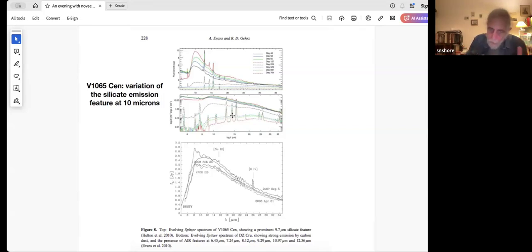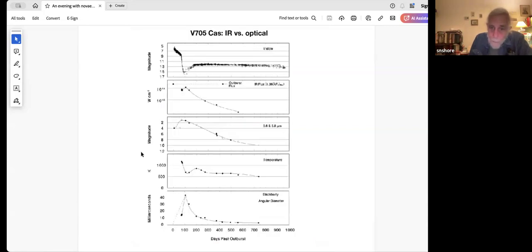So again, this is frontier stuff. Even though we've known about it for 50 years, the physical process is not well understood, and it can only be understood by observations at this stage.